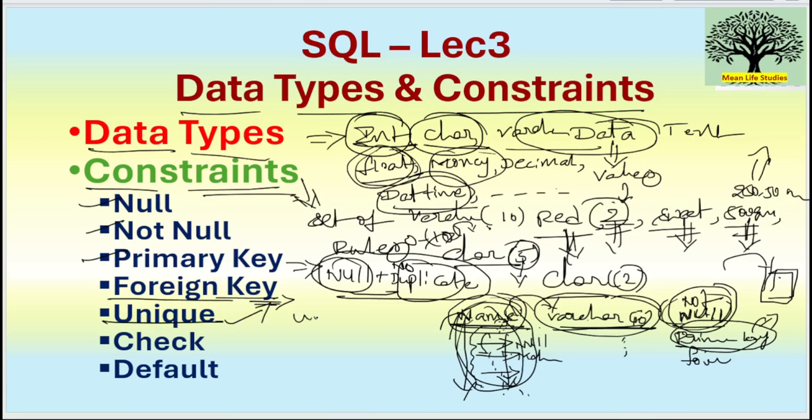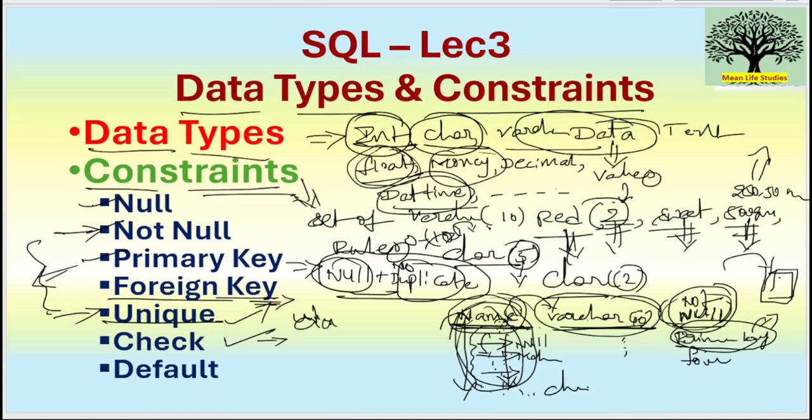Now unique. Unique is nothing but distinct. If you mention this name as unique, then it will accept null, it will accept not null, but it should be unique. You can see here that not null and unique together define a primary key. Primary key means it should not be null and it should be distinct, not a duplicate. Check is another constraint.